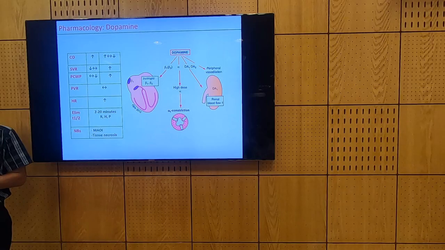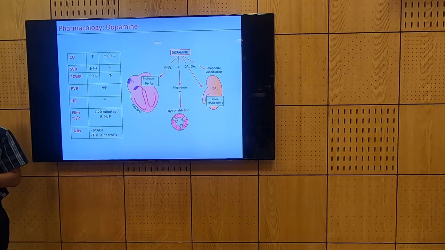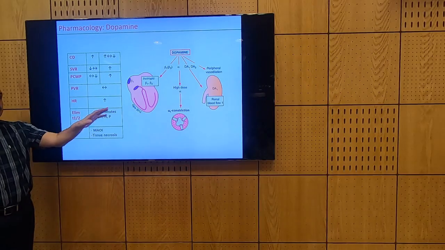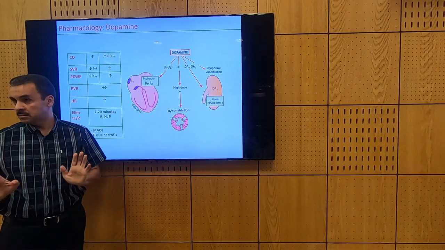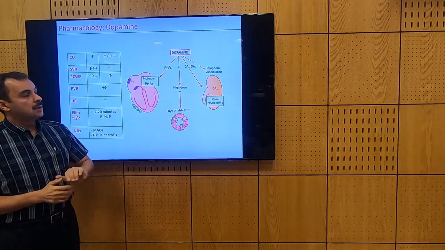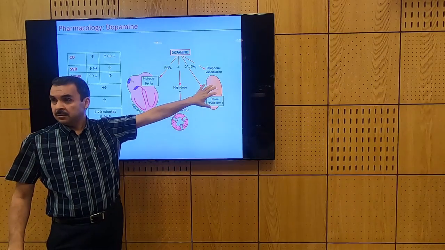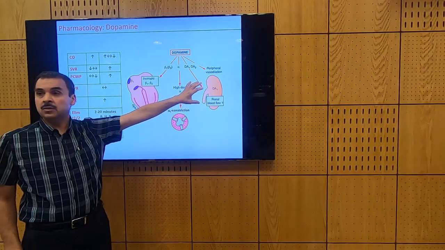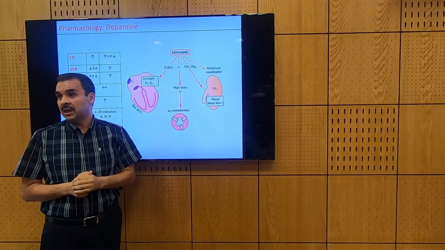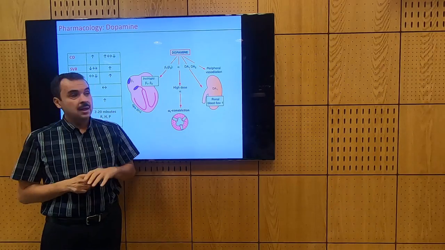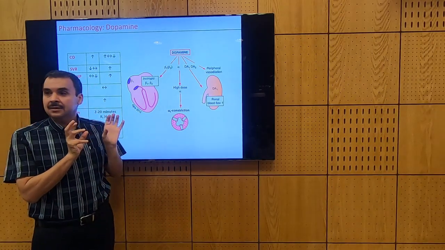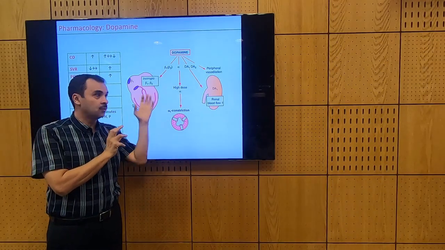Okay. It is a very flexible molecule, and it has many actions, and the majority of these actions are unpredictable. On the heart, similar to the vitamin, it stimulates beta 1 and beta 2. At the kidney and the mesentery, it stimulates dopaminergic receptors causing vasodilation. So this is a very good action because it increases the flow to important vital organs. And by this means, we can think of dopamine as an inodilator.